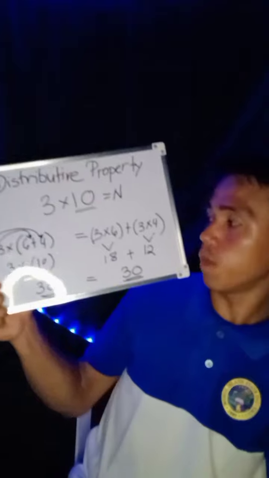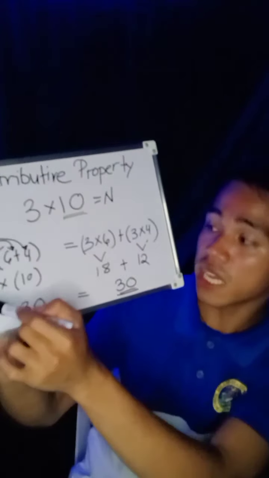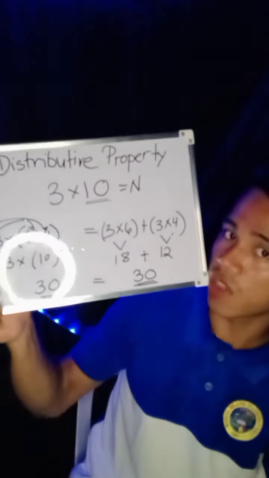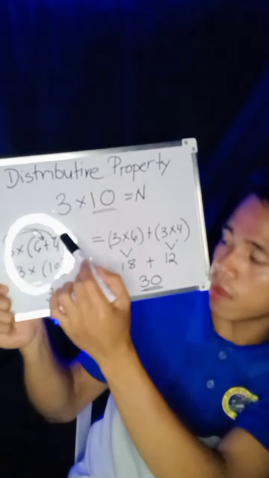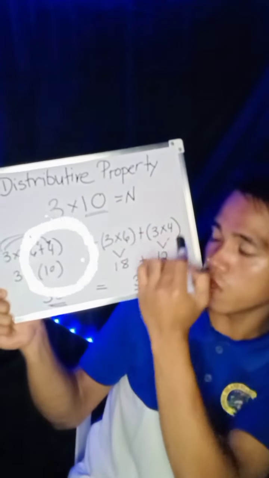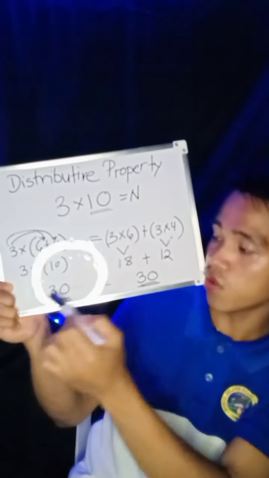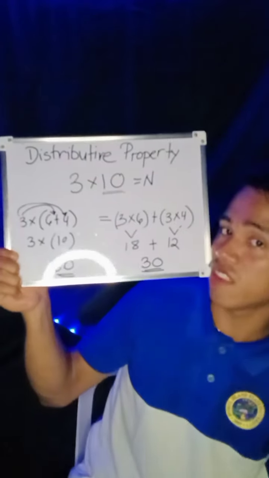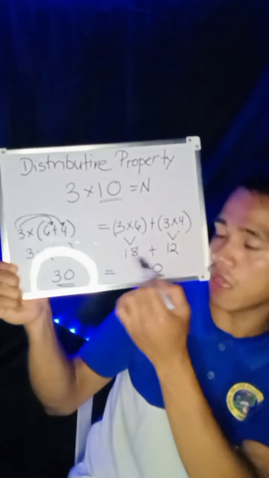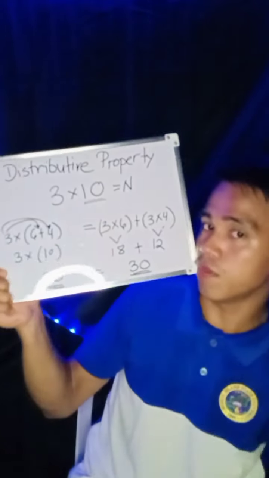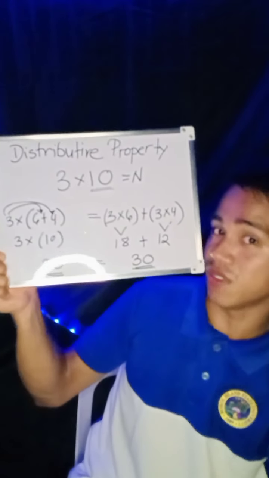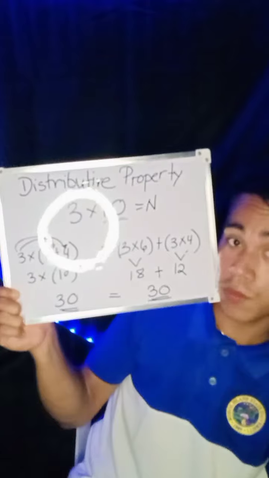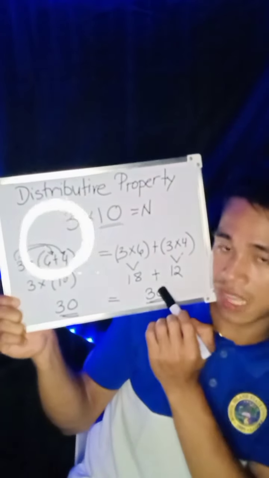So when we distribute, this is the way of doing the multiplication by breaking down 10. But if we distribute, the answer or the product is still the same. The sum of two addends multiplied by the number is still the same. So that is the distributive property. We need to distribute, so it is still the same.